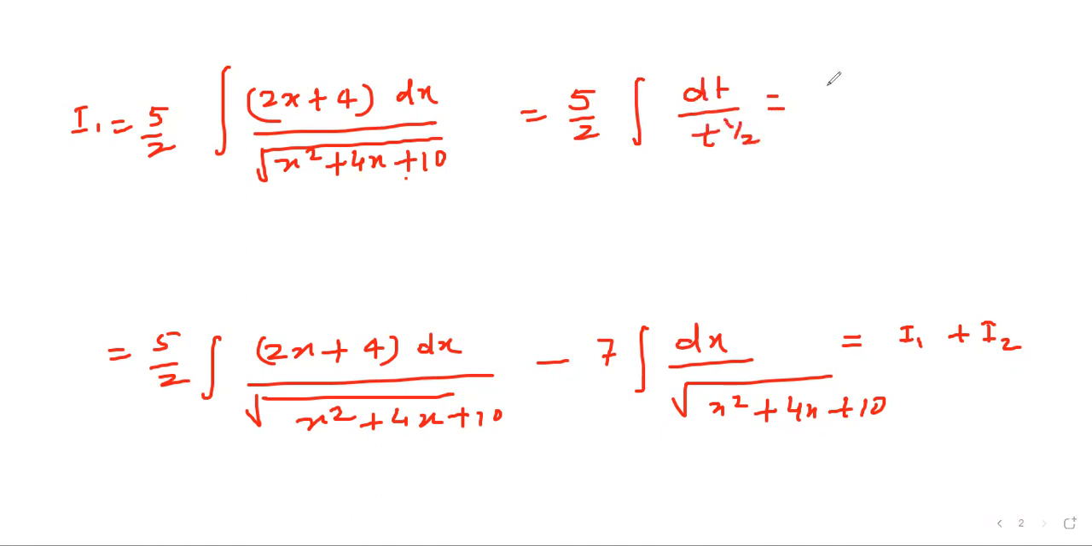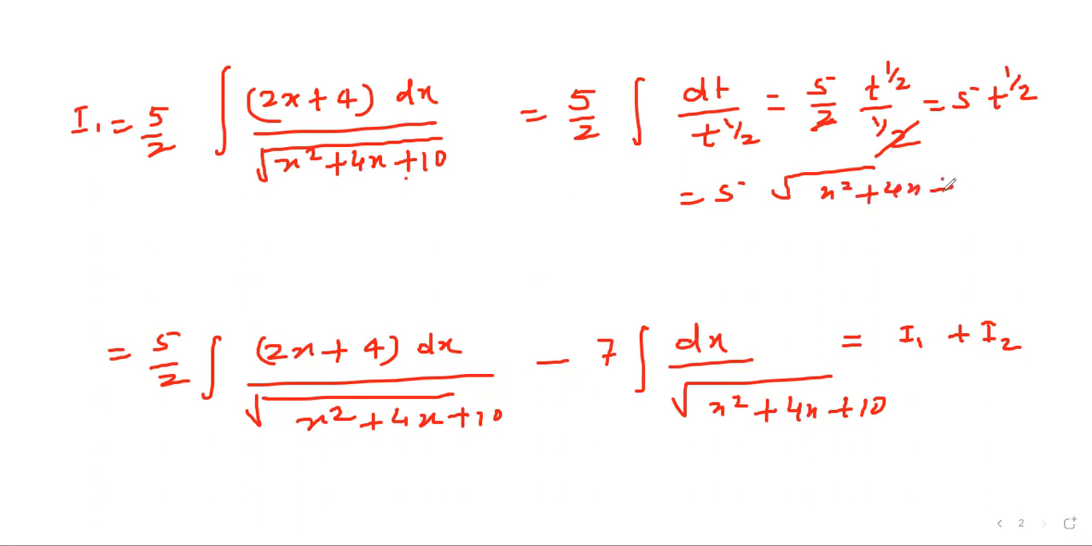That will be equal to 5 by 2. Then this will become t power minus half, and then we integrate. So minus half plus 1, that is plus half divided by plus half. T power half divided by half. So 2 will cancel out, and 5t power half, that is 5 times root t, and t is this much, x square plus 4x plus 10. So we have got I1. Now we are going to evaluate I2.